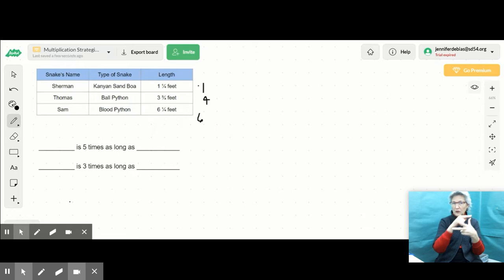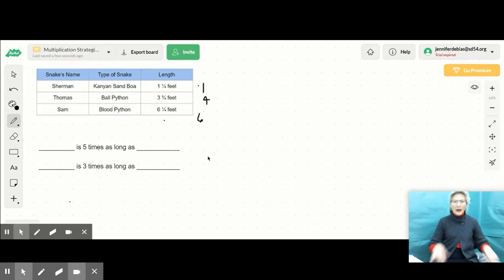So one of these snakes is 5 times as long as another. Well, I'm looking at my estimates here and I'm looking at the lengths of the snakes and I see here 6 1/4 feet, 5 times. Well, that could be 5 times as long as Sherman, right? Sam could be 5 times as long as Sherman, who's 1 1/4 feet. So let's just try to solve that. Let's make a guess there as a starting point and give it a go.